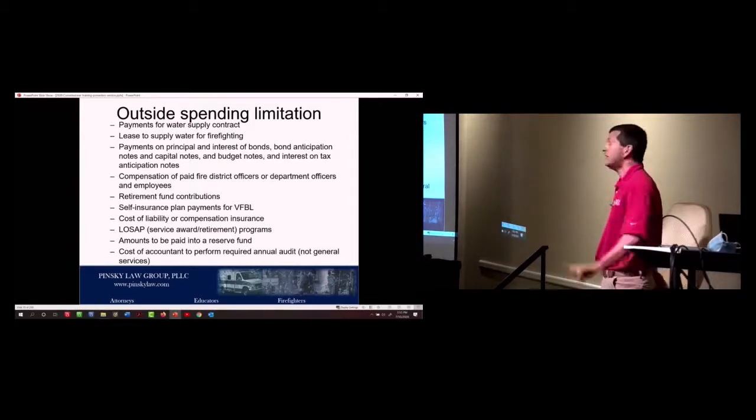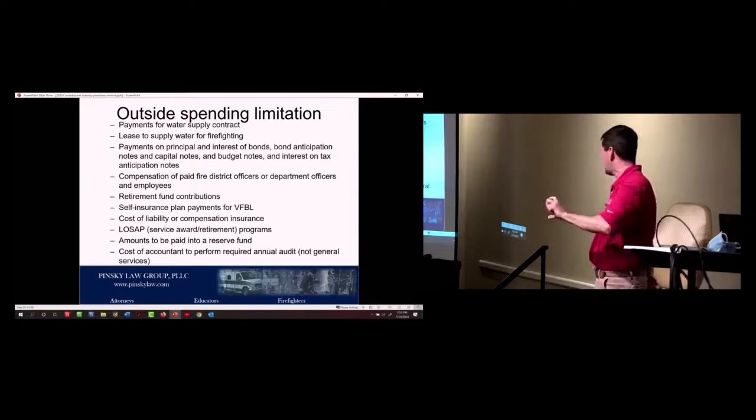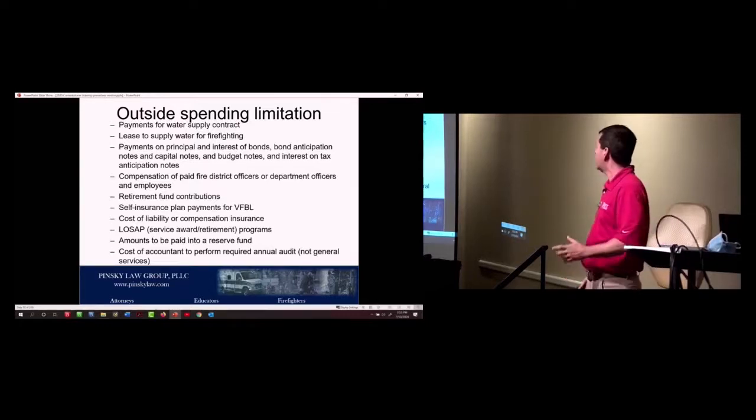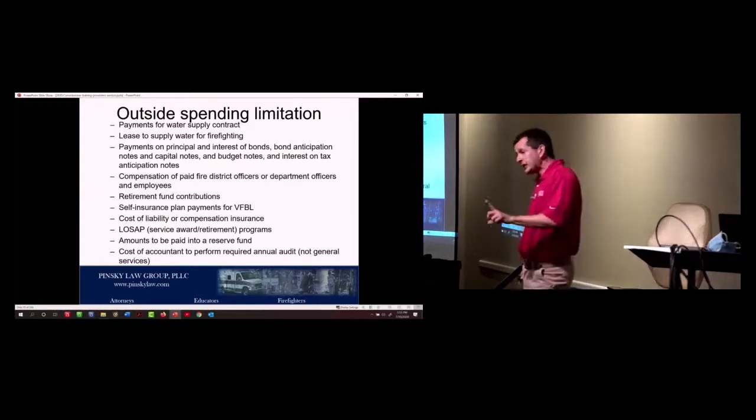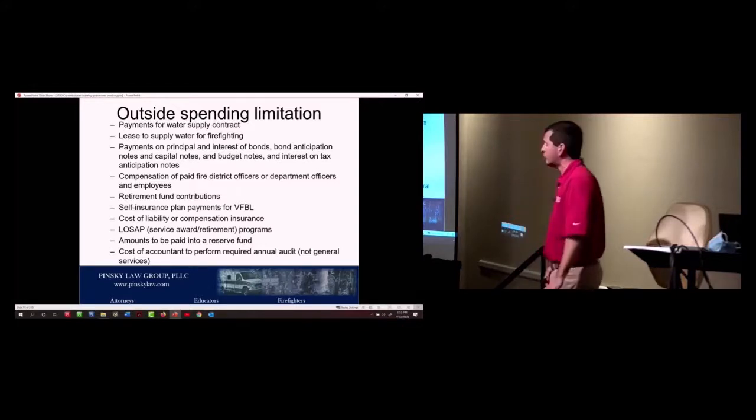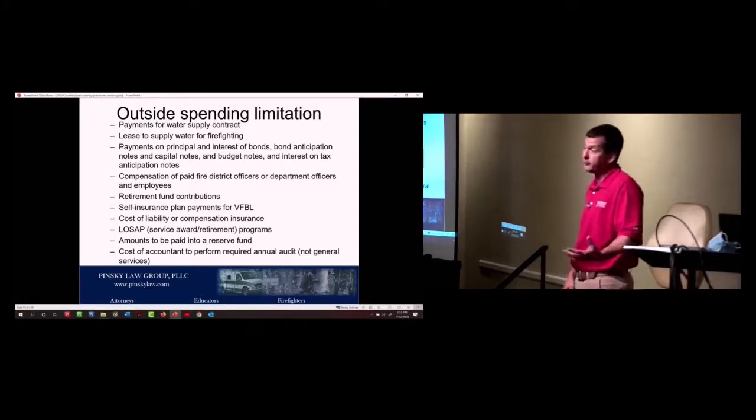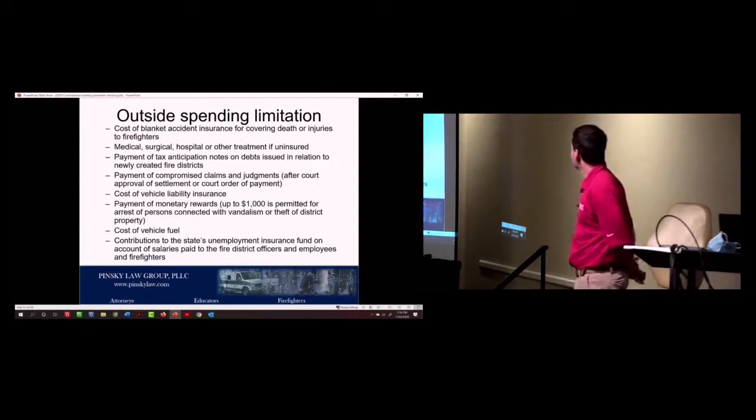Cost of the accountant to perform the annual audit. The annual audit, and if you're over $300,000, you have to have an annual audit. If you're under that, you don't. But the annual audit, not your accounting services. Accounting and legal services are inside the limit, right? But your audit is outside, and audits can be anywhere from $7,000 to $15,000. They're expensive, right? I don't think we should have to have them every year. I think it's a waste of taxpayer money, but that's not the law.